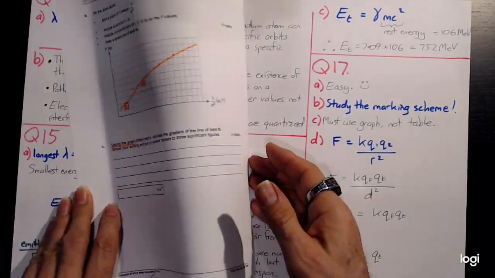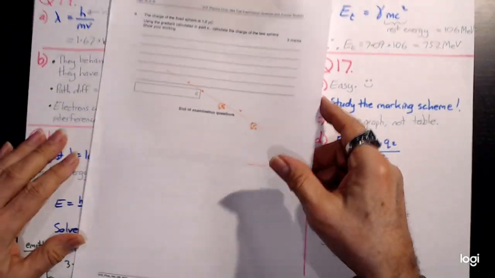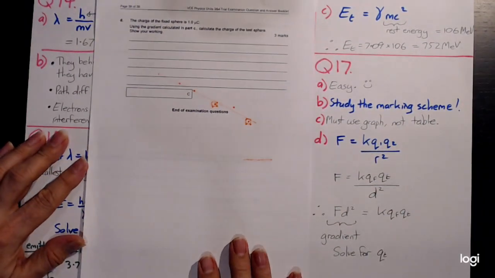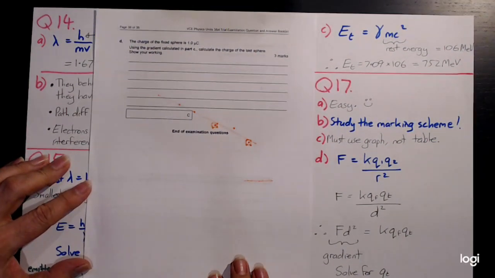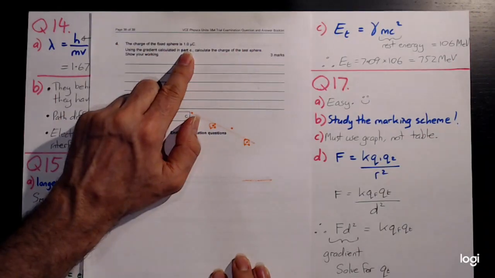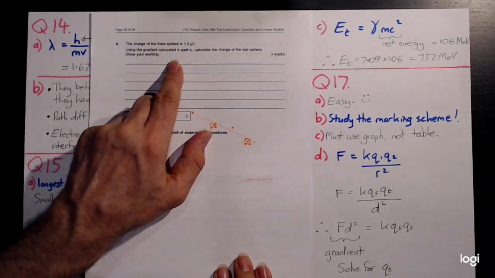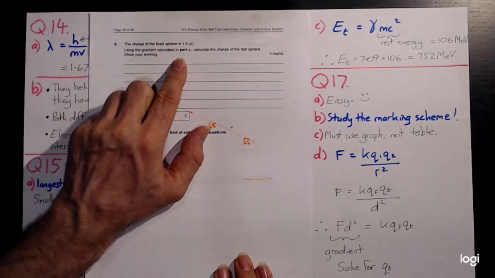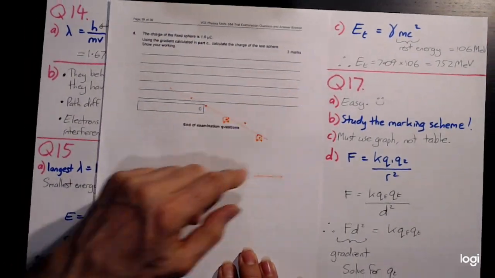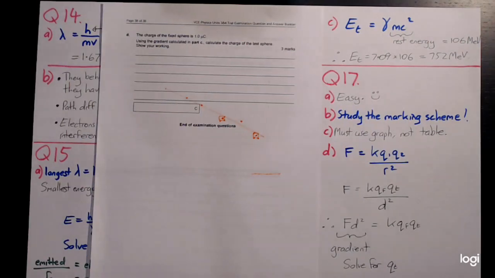All right. That is almost it. There is one more thing. The charge on the fixed sphere was 10 microcoulombs. Get the units right. Using the gradient, and again, you have to use the gradient, calculate the charge of the test sphere.